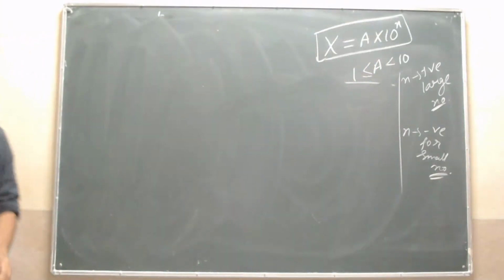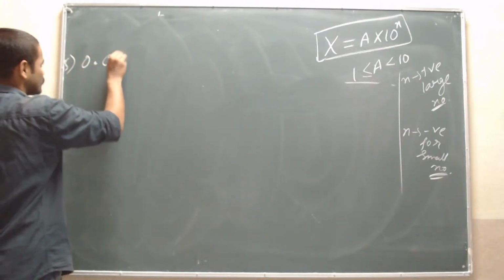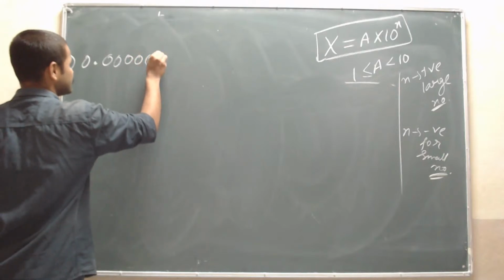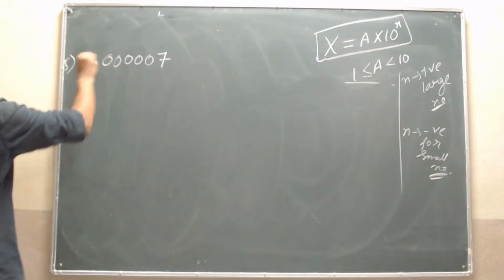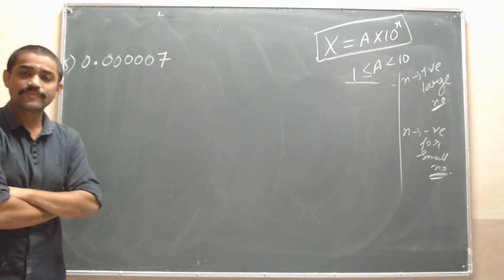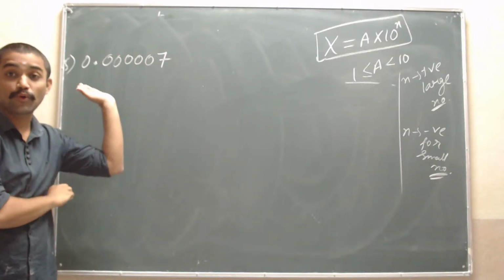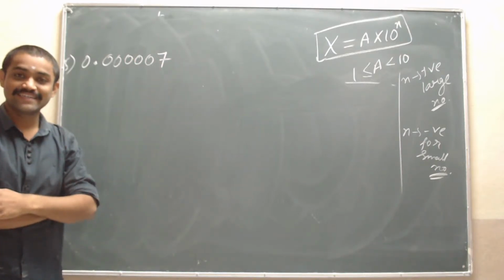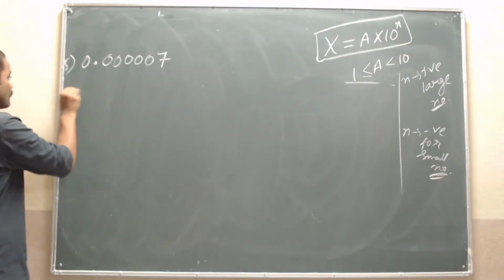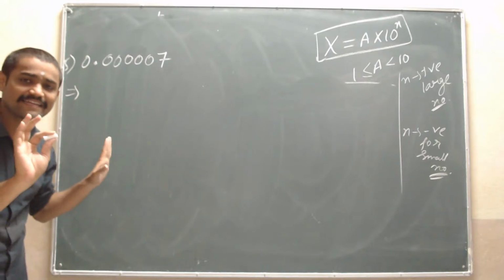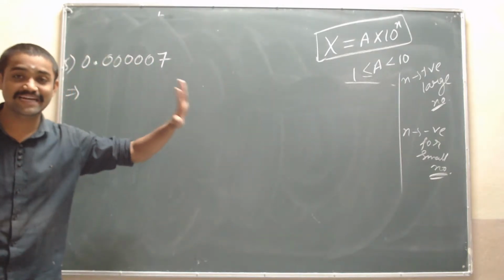Let's take one example. 0.123456. Okay, students. Sir, see here, this is a small number. Sir, how do you say that? Sir, if you look you can tell it is very small, because 0.00007. Isn't it? Sir, here we have to concentrate. What we have to concentrate? See, sir, the number comes here. We have to neglect zeros. First we have to neglect the zeros.